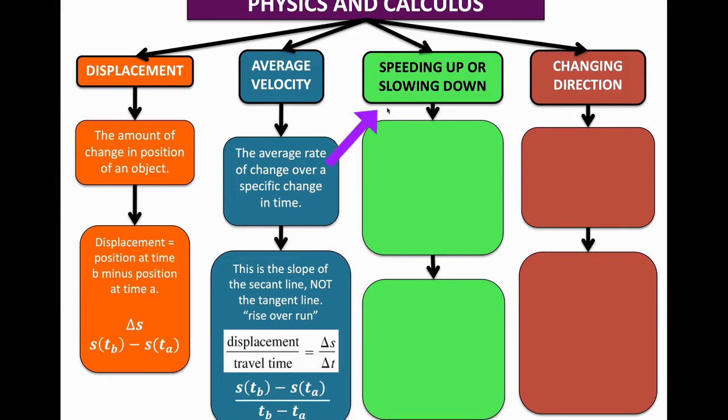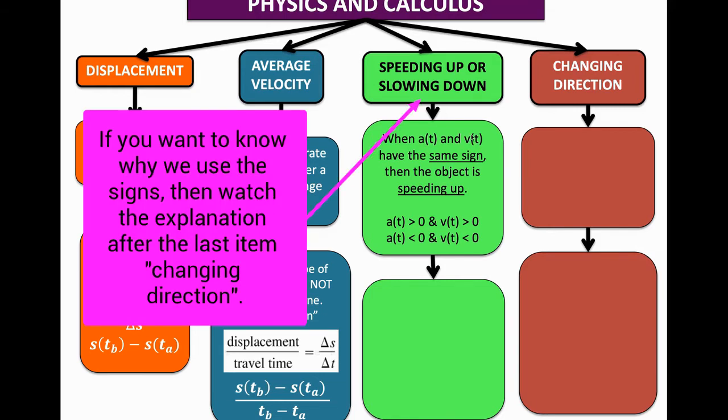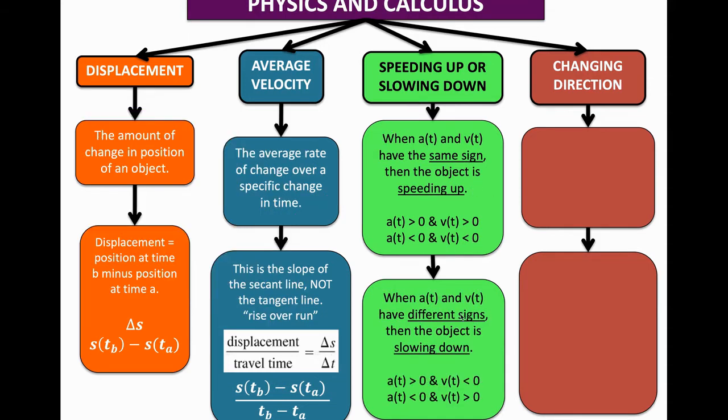Speeding up or slowing down. When you're trying to determine if something is speeding up or slowing down, essentially what you want to do is look at the signs of acceleration and velocity. Remember, they're vectors, so they're going to have a sign. If their signs are the same, your object is speeding up, it doesn't matter if they're both positive or negative. But if their signs are different, then the object is slowing down.